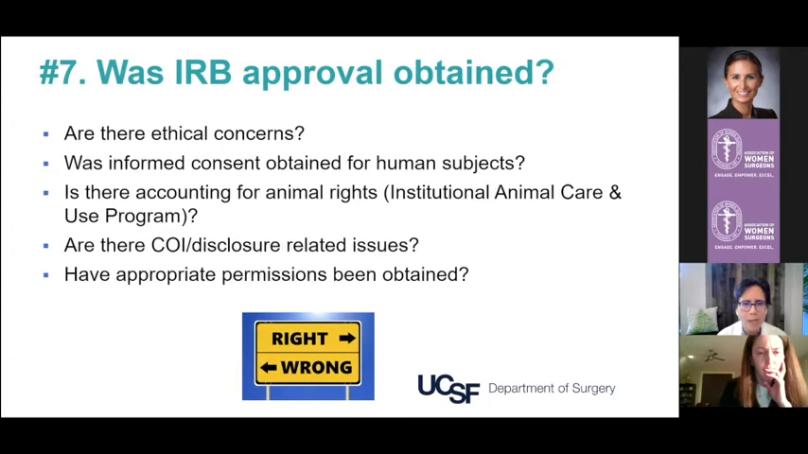Number 7, was IRB approval obtained? So that's for human subjects research. If this is an animal-based study, it could be IACUC approval. So please look for that in the study. If you don't see it, you can ask for this in your comments or assume that it was not obtained if that is not presented.